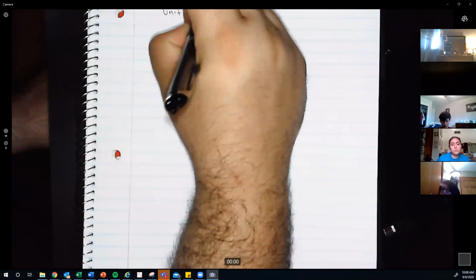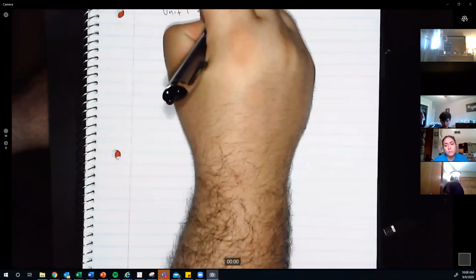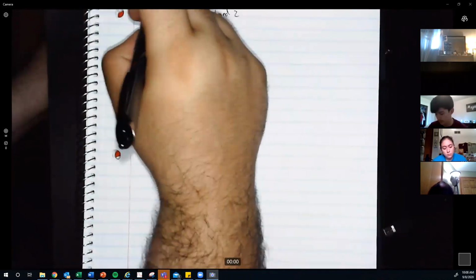Okay, cool. So we've talked about accelerated motion and non-accelerated motion already, right? And that all deals with standard 2. So standard 2, unit 1, standard 2 is pretty much that.